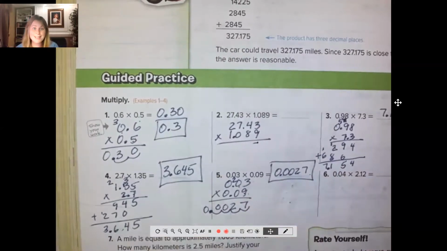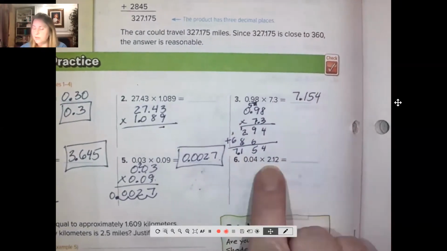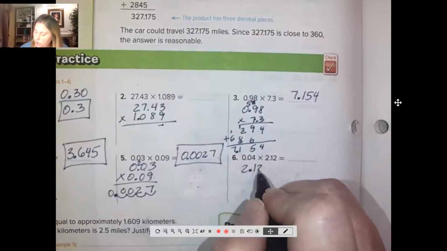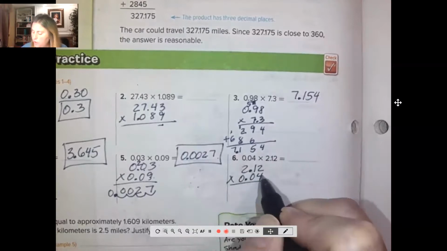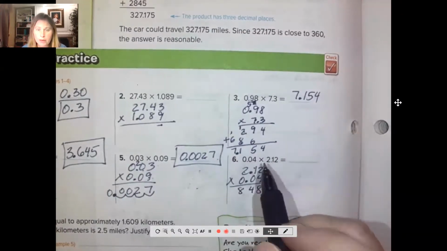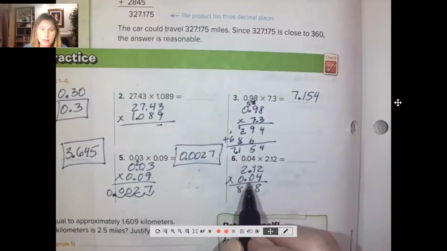Then number 6, we have 0.04 times 2.12. This has 3 digits, so I'm going to put that on the first row. 2.12 times 0.04. 4 times 2 is 8. 4 times 1 is 4. 4 times 2 is 8. I don't need to multiply the zeros, because there are no other numbers to the left of those zeros. That's why I'm allowed to skip those.